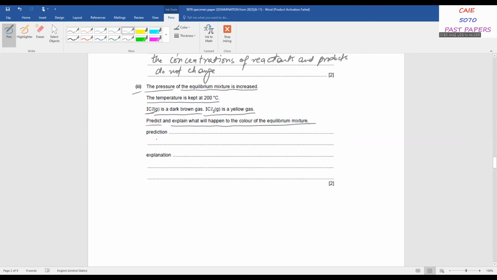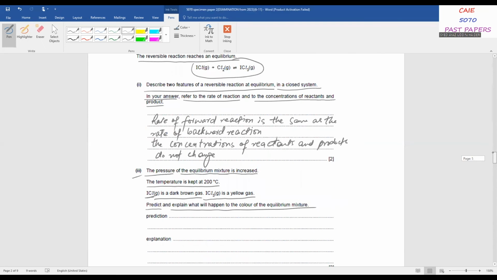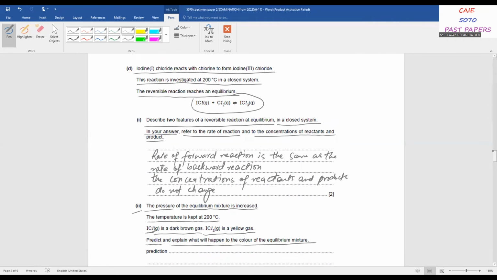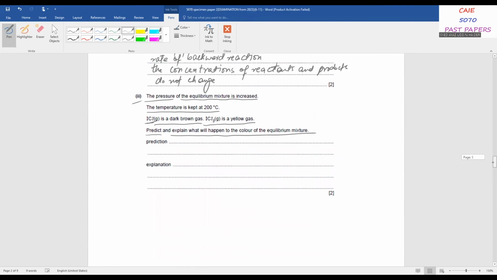First of all, you have to predict. So look at the number of moles. If you're increasing the pressure, the equilibrium will shift towards the side in which there will be fewer moles of gas. On the reactant side, there are 2 moles, and 1 mole on the product side. So it will move in this direction. Equilibrium shifts to the right side, the product side. The product side is ICl3.